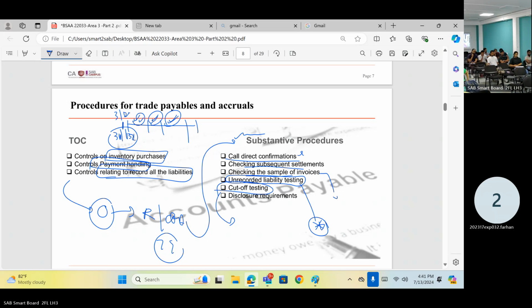And cash payments related to creditors, we need to check that. That ensures the exact, complete set of trade payables, and related disclosures.